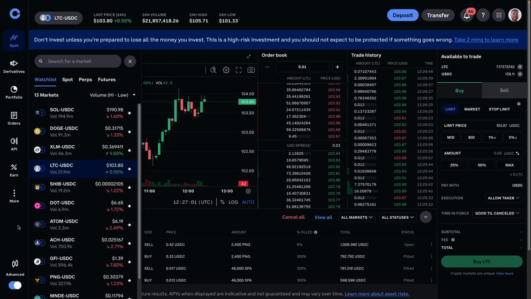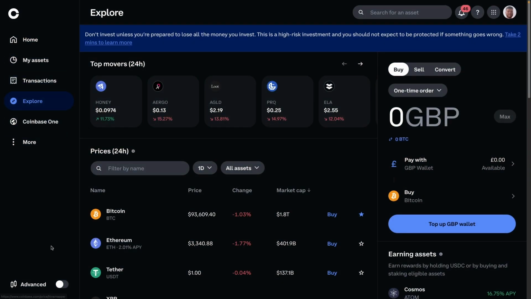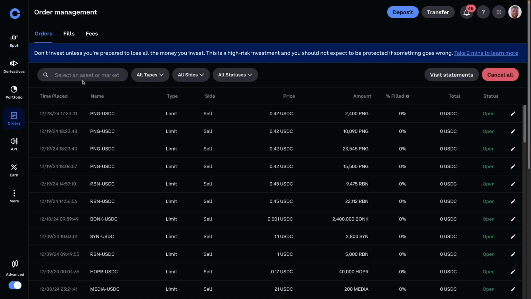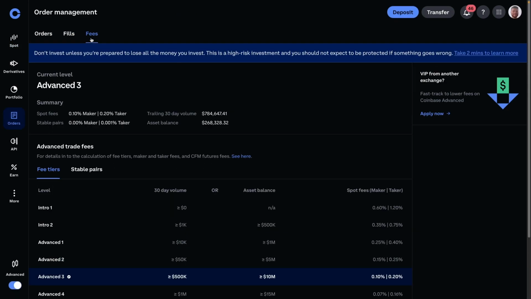I'm on the advanced trading view. If you can't see this page, just make sure you have the advanced view toggled on. If I turn it off, for example, this is the default view, and then just turn it on and you can see these types of pages. Go to orders, and then you'll see a fees page. It's a little bit tucked away for some reason, but once you get here, it's pretty self-explanatory.